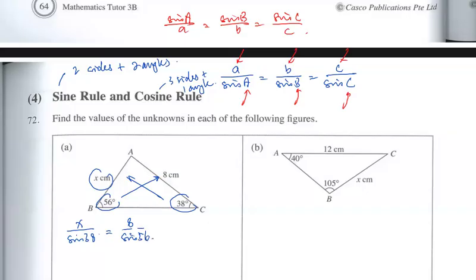Okay, then this is just simple fractions, right? So I just multiply sine 38 on both sides. So x is 8 over sine 56 times sine 38. You can skip this step if you're confident. Just key this in your calculator. Get 5.94.